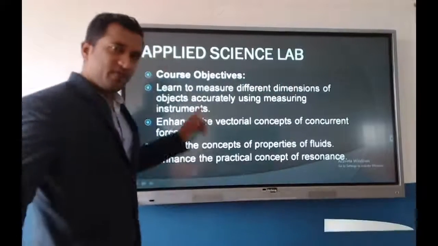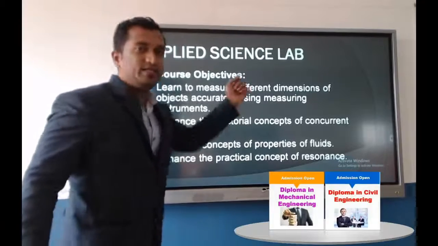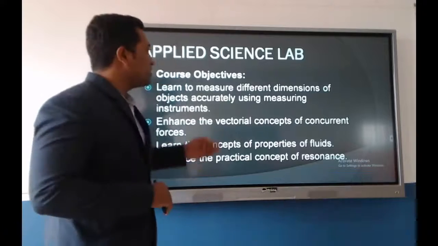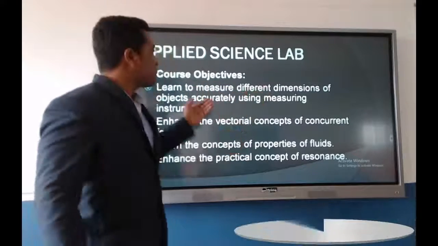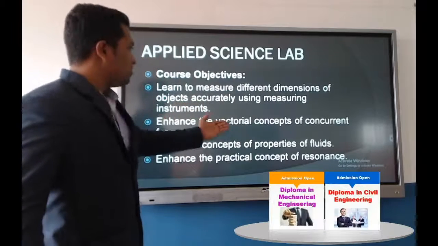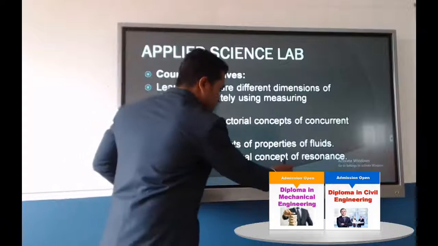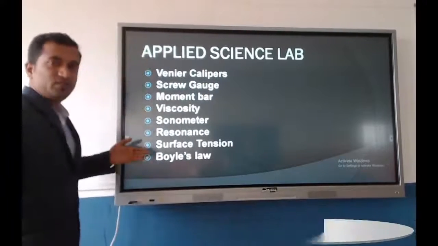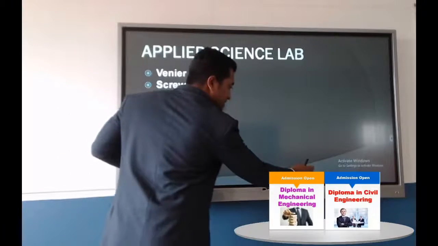Now, in the first semester itself, we are having one more lab, that is applied science lab. Now, in this lab, what are we going to study? We are going to study measuring of different dimensions, velocity concept, vector concept. Now, these are the experiments we are going to study in the applied science lab.